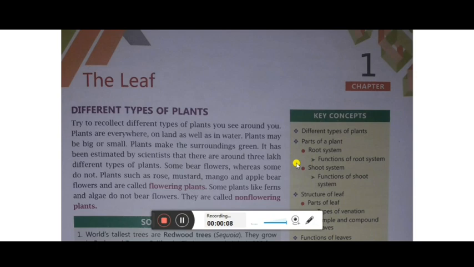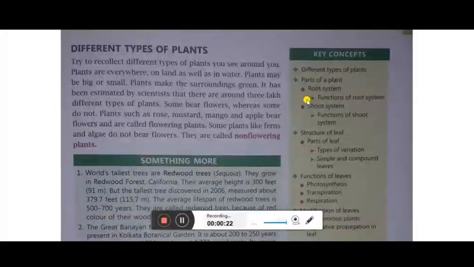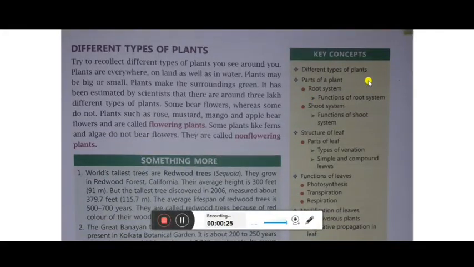And here is your science teacher who is going to teach you chapter 1, the leaf. Okay, this is a chapter in your bio book. Now here, when you see your book, you will find that some key concepts are given. So key concepts means what are the things which are included in this chapter, or you can say the topics which are included in this chapter.